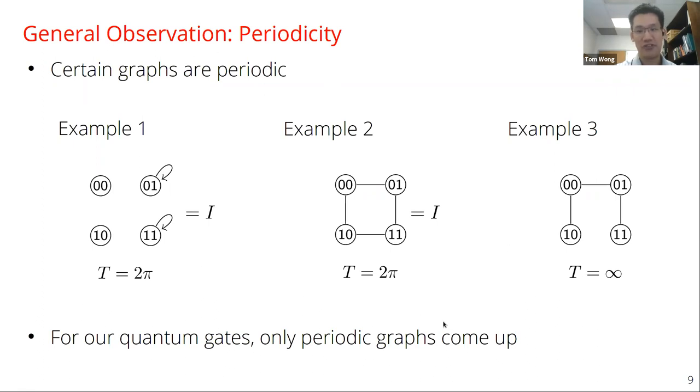And so this is a very useful tool where, if you have an evolution time, you can always take it modulo the period, and that saves you some time. Even if you did have graphs like this come up, if you had some more exotic future work, many of our observations would still allow you to simplify and combine graphs. You just might not be able to reduce the runtime by taking modulo the period. Okay, so this is a general observation. Now let's get into our specific observations.